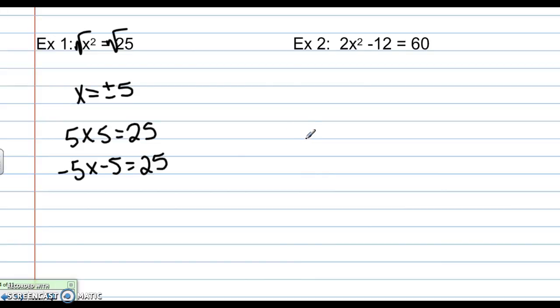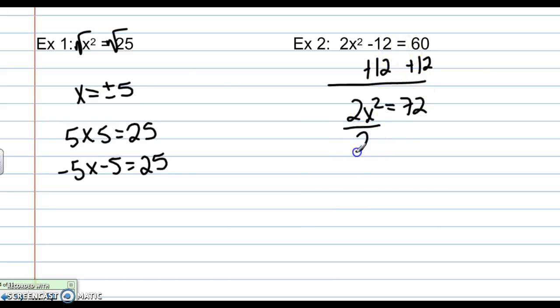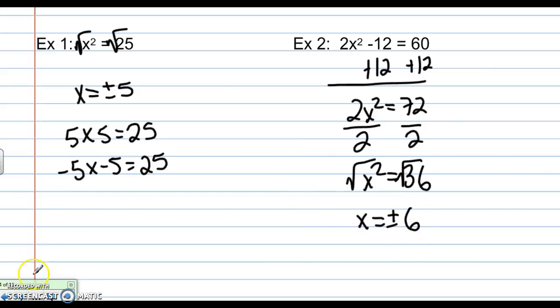Now, looking at number 2. We have an issue because the variable is not isolated. So the very first step here would be to add 12 to both sides. We now have 2x squared equaling 72. Still do not have our variable isolated, so we are going to divide both sides by 2. Now we have x squared isolated, and it would equal 36. Therefore, we can now take the square root of both sides and have our answer equal plus or minus 6.